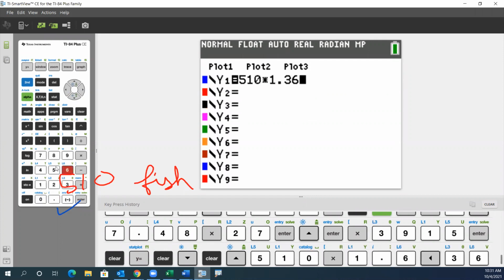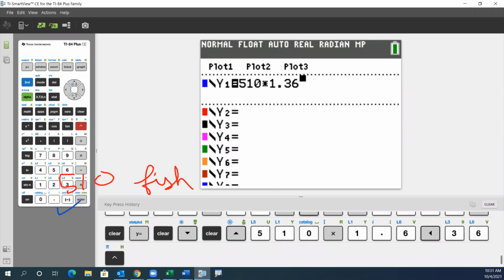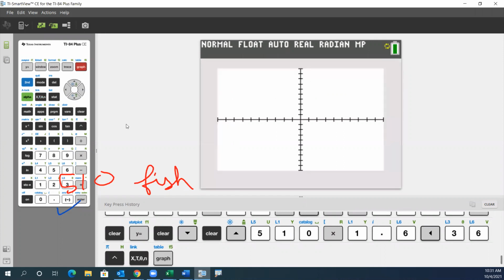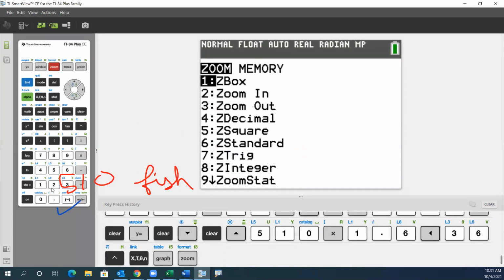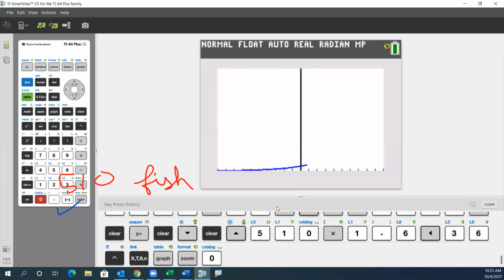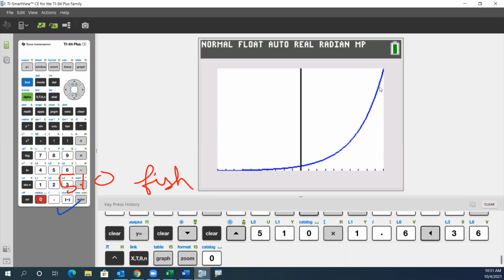Just plug in the function and then go to the graph and say, all right, what have we got? Oh yeah, its initial population is 510, so the y-intercept is 510. This only goes up to 10, so I'll just go zoom 0 and go capture that. And look at that, from left to right, it's going up. So yeah, it's definitely increasing.